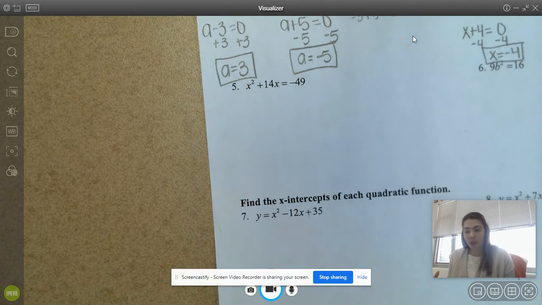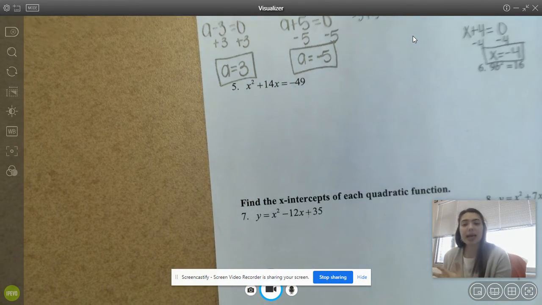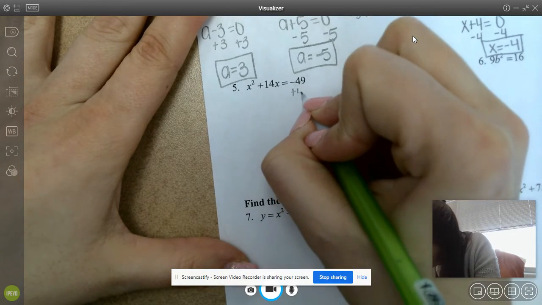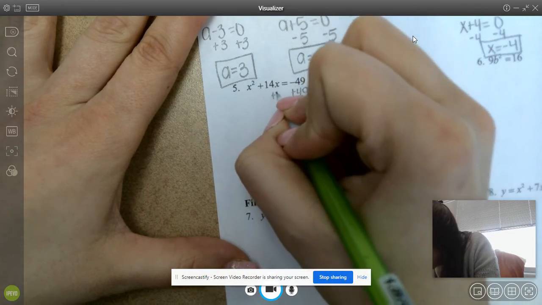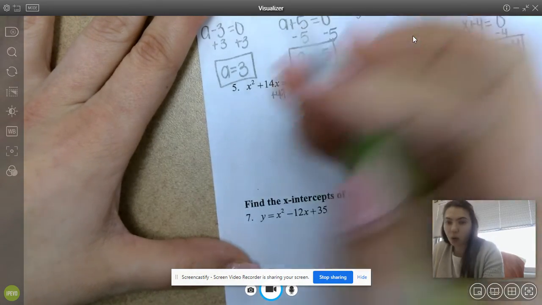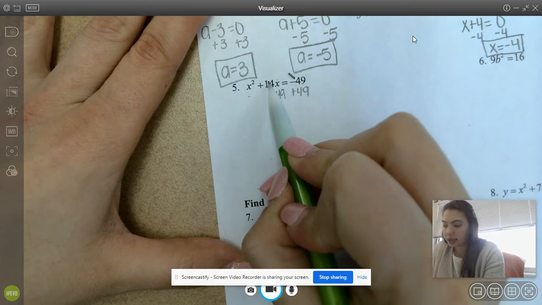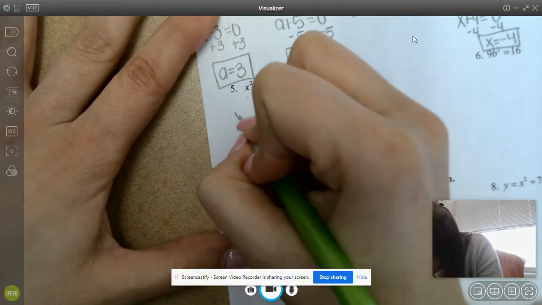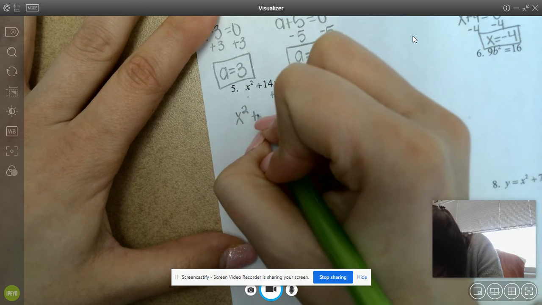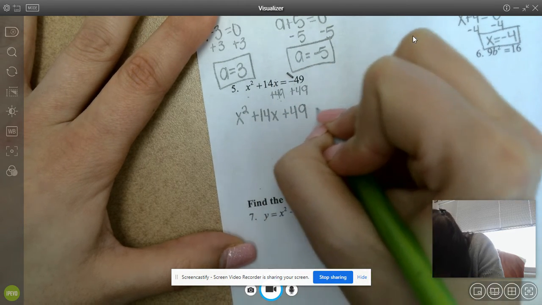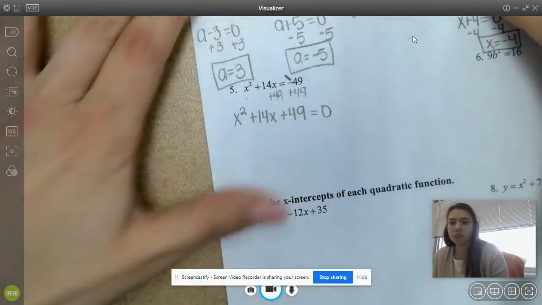But just like what we've always done, whatever we do to one side, we have to do to the other. So therefore, we're going to add 49 to both sides. Now remember, 49 does not go with 14x. Quadratic, linear, constant. So they do not add together. So really, our new equation is x squared plus 14x plus 49 is equal to 0.